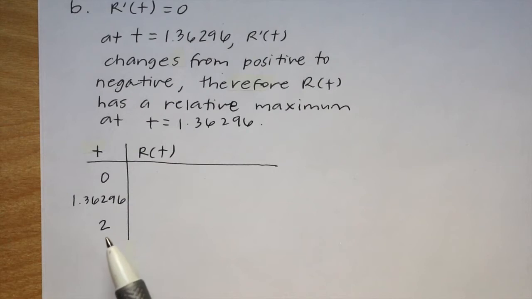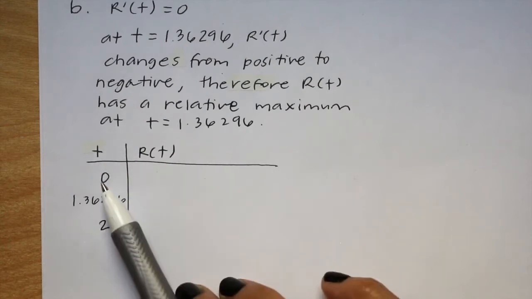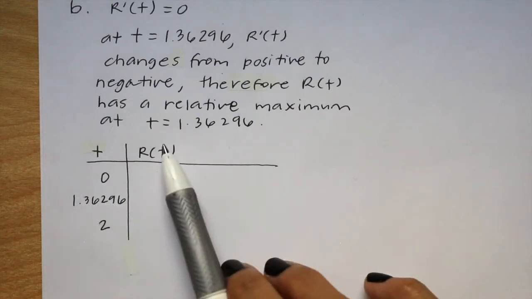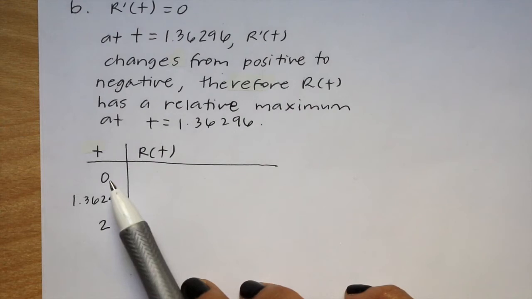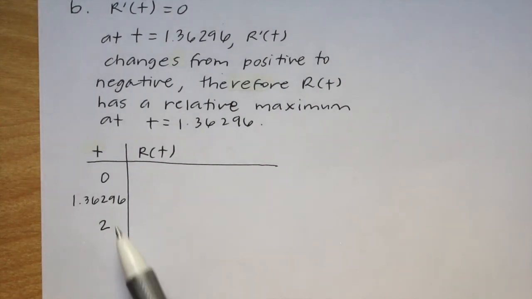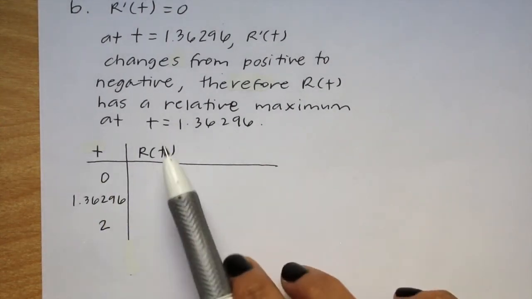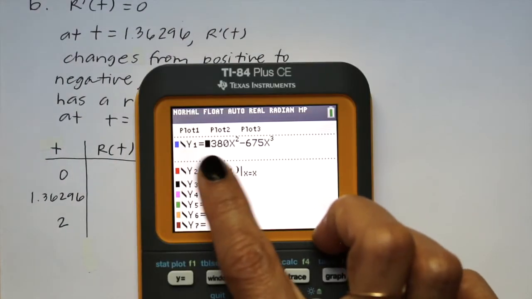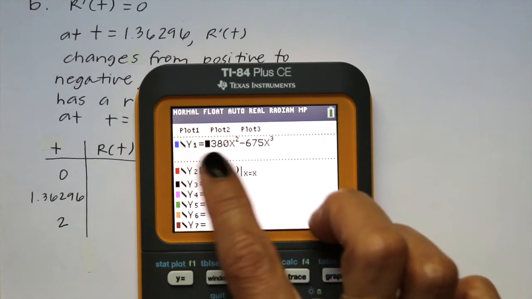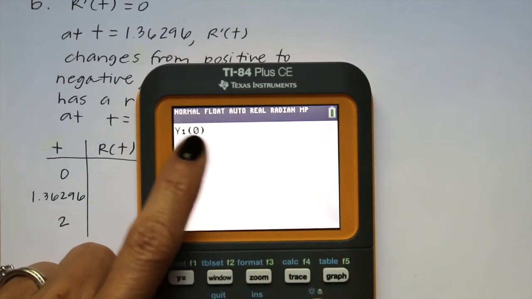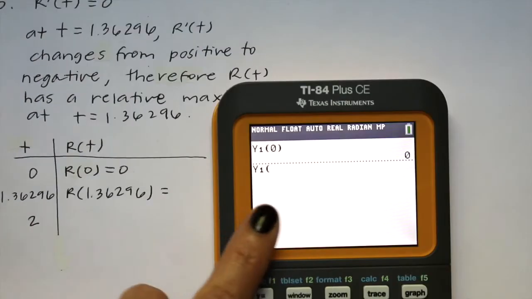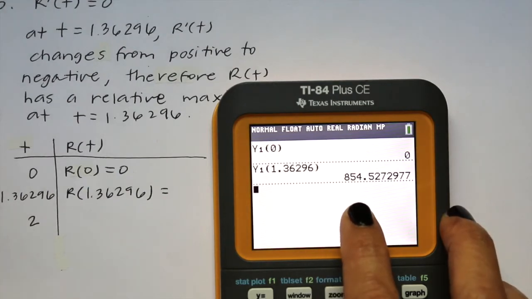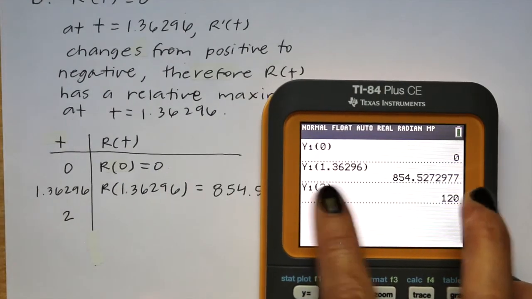So I set up a quick little chart here, and it's going to be t values. You have your endpoints, and then you have your critical value, your candidate for the relative maximum. And then over here you have r of t. So now we're going to plug in 0 and then the 1.36296 and also 2, the two endpoints, into the function for r to find out which one produces a maximum. Just a reminder, we have r of t as our y1, so we're just going to keep calling up y1 when we do this. So r of 0 or y1 of 0 is going to be 0. So now we're going to go r of the 1.36296, and you get 854.527. And when you plug in 2, you get 120.